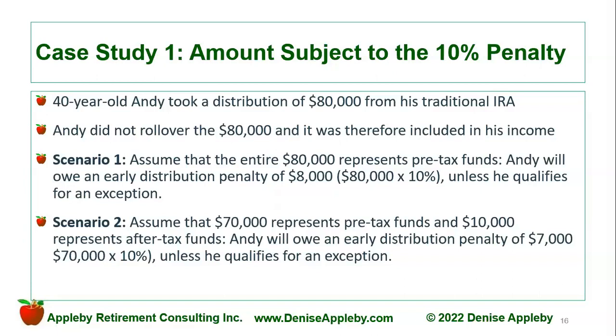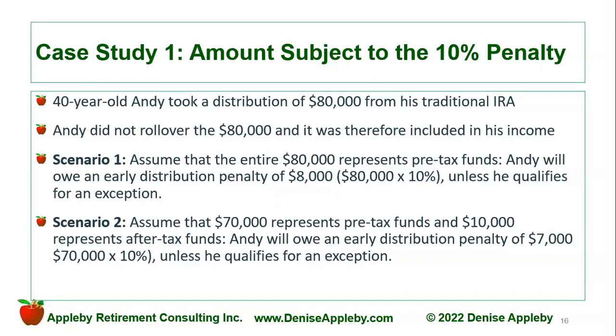It's not taxable, and therefore it's not subject to the 10% early distribution penalty, assuming that the amount is in fact eligible to be rolled over. Now let's look at scenario 1, where we assume that the entire $80,000 represents pre-tax funds. Andy will owe a 10% early distribution penalty of $8,000 unless he qualifies for an exception.